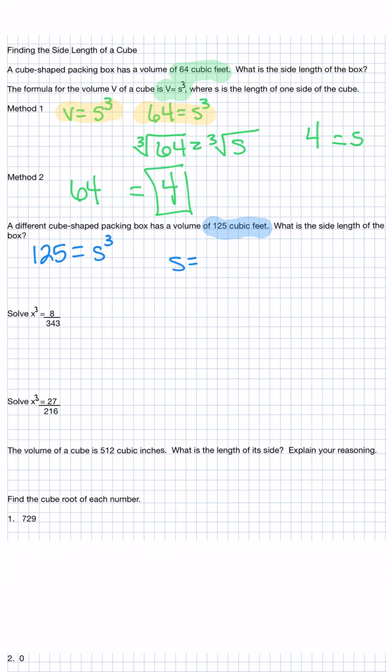So I'm going to get the cube root, so that's going to equal S. Oh, that was my problem right there. I didn't have the cube root. Equals 5. So it's going to be 5 feet.